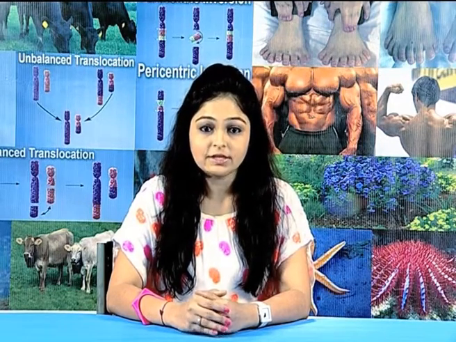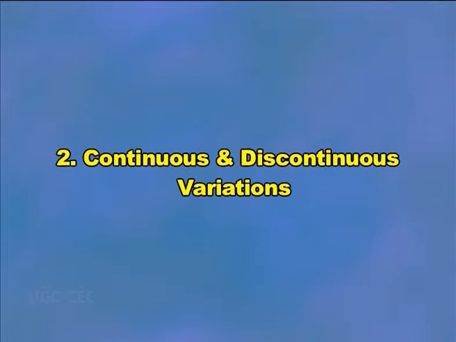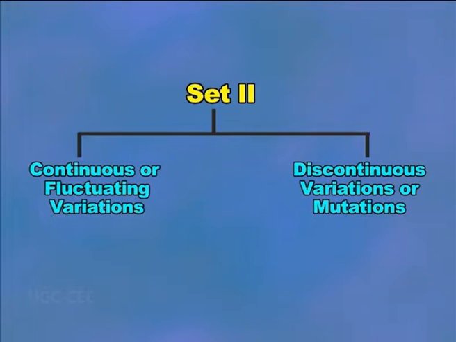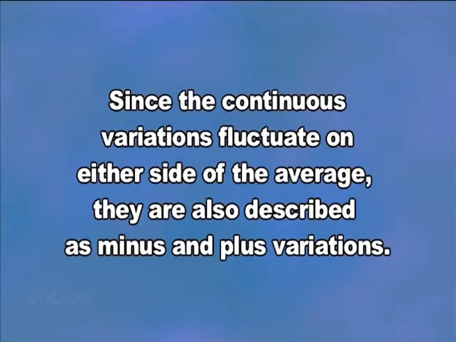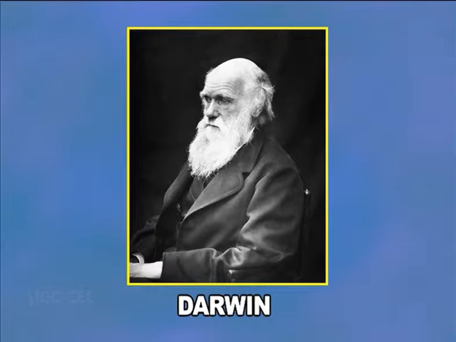Moving ahead to another set of variations, continuous and discontinuous variations. The continuous variations are minute variations which fluctuate on either side of the average condition and differ only slightly from one another. Since the continuous variations fluctuate on either side of the average, they are also described as minus and plus variations. Darwin regarded them as fluctuations and described them to be significant for the evolution and origin of species. The fluctuating variations occur constantly in nature.